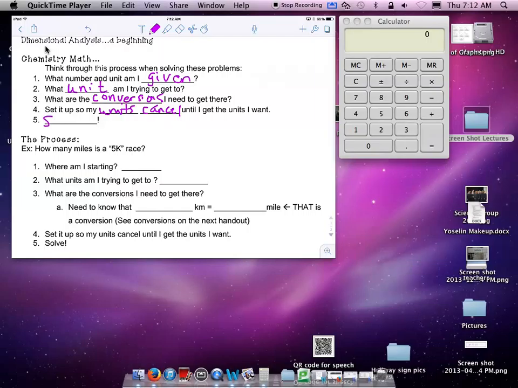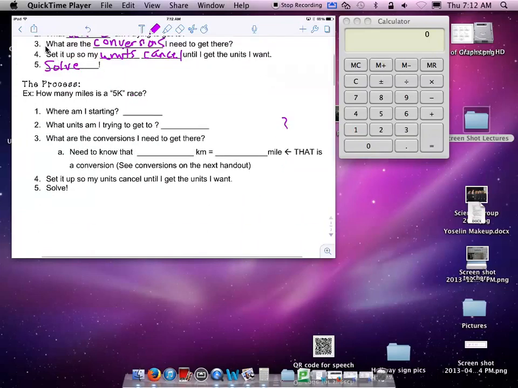And then the last step will be just to solve. We'll review that a little bit, but basically you'll multiply anything that's on the top of a conversion and divide anything that's on the bottom of a conversion. So let's walk through an example, to see that process.